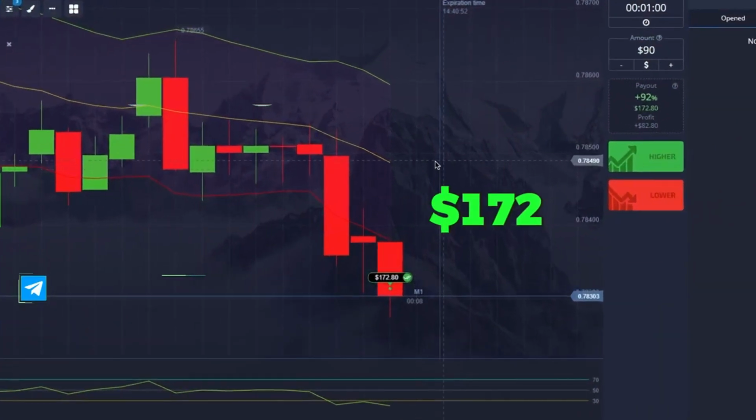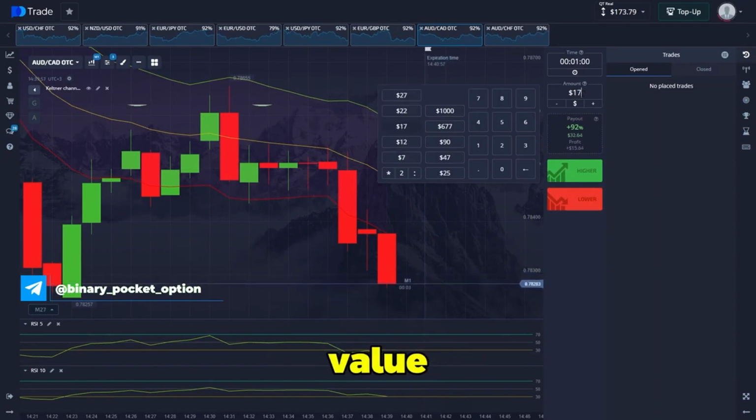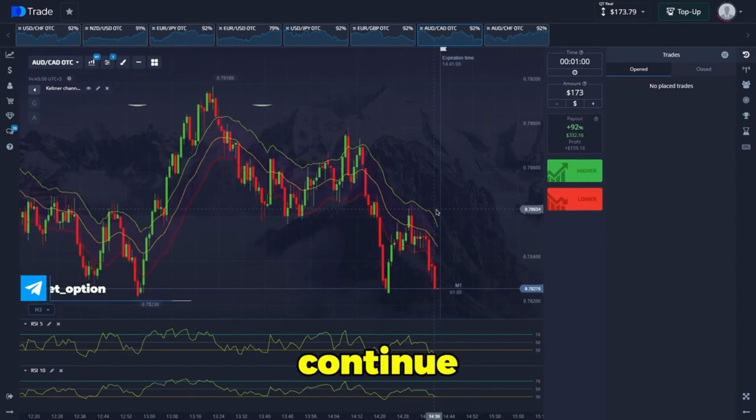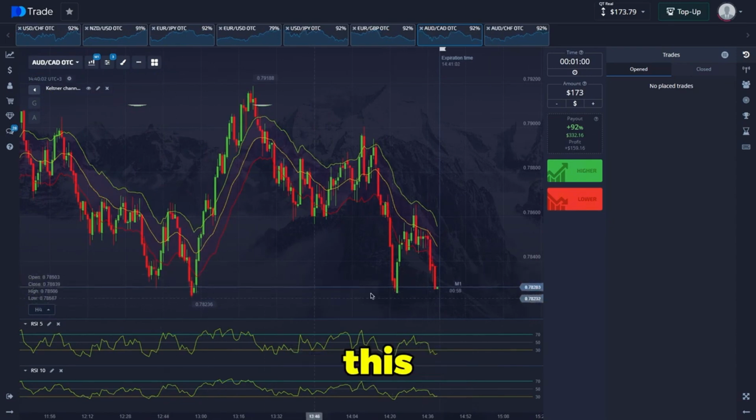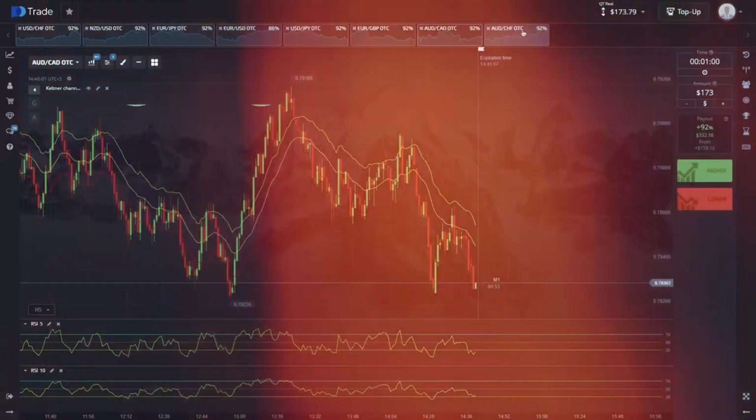And our next trade closes in a plus. We will change the amount of the transaction value, set the maximum again, and continue our trading. Everything happened in this transaction, as I said. We will select the next currency pair.